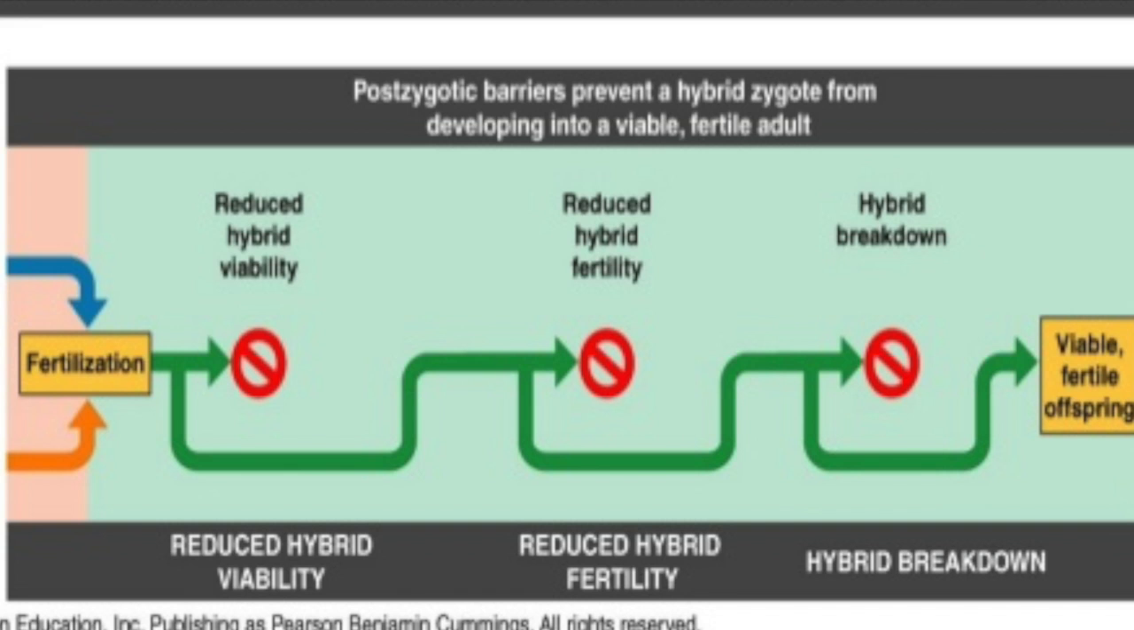And lastly, we have the 3 postzygotic barriers: hybrid inviability, which is where the hybrid dies early on; hybrid sterility, where the hybrid is unable to reproduce; and hybrid breakdown, where the hybrid can reproduce, but its offspring is unable to compete with the original species and ends up dying out.